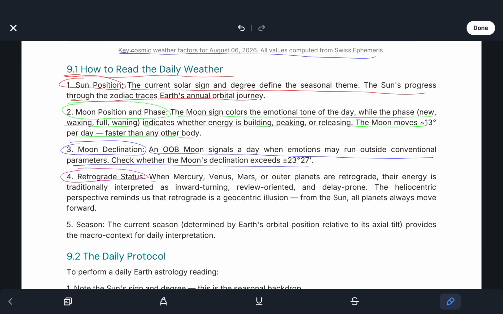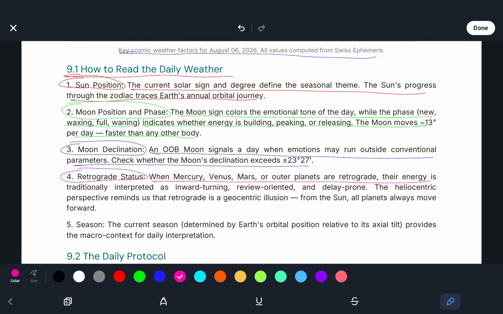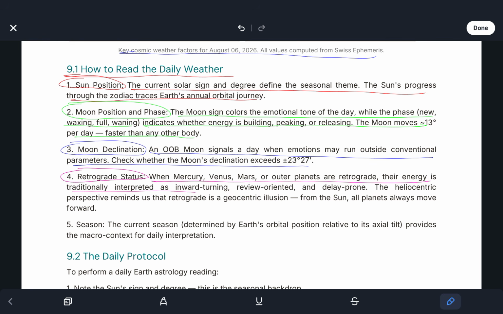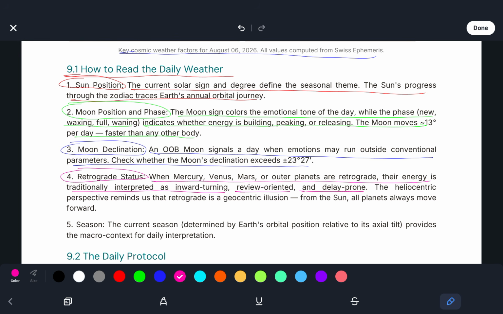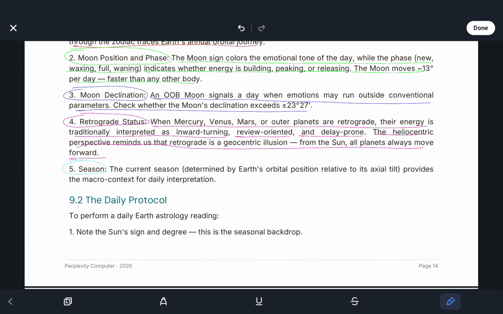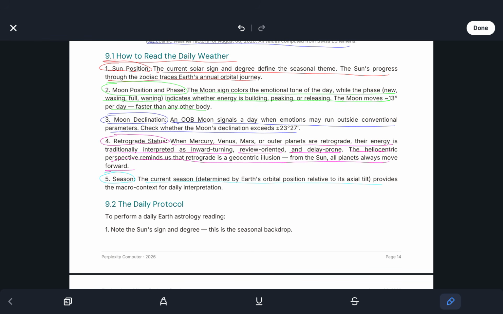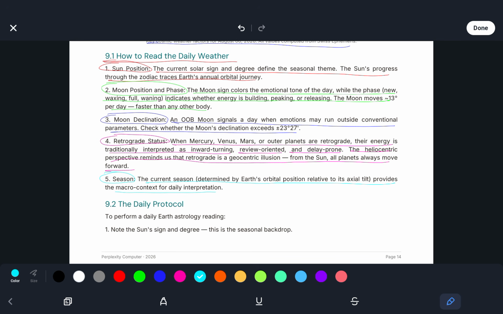Retrograde status. When Mercury, Venus, Mars, or outer planets are retrograde, their energy is traditionally interpreted as inward turning, review-oriented, and delay-prone. The heliocentric perspective reminds us that retrograde is a geocentric illusion. From the sun, all planets always move forward. And season. The current season, determined by Earth's orbital position relative to its axial tilt, provides the macro context for daily interpretation.